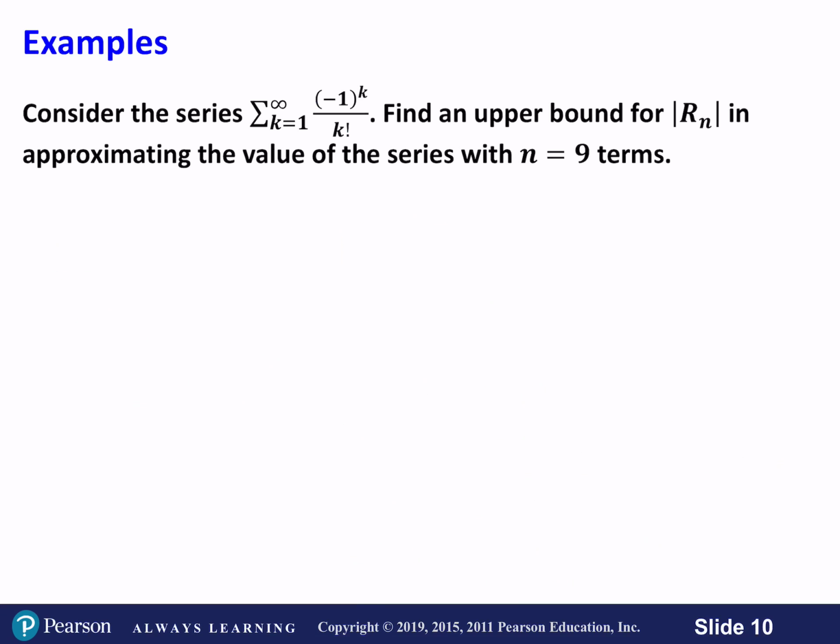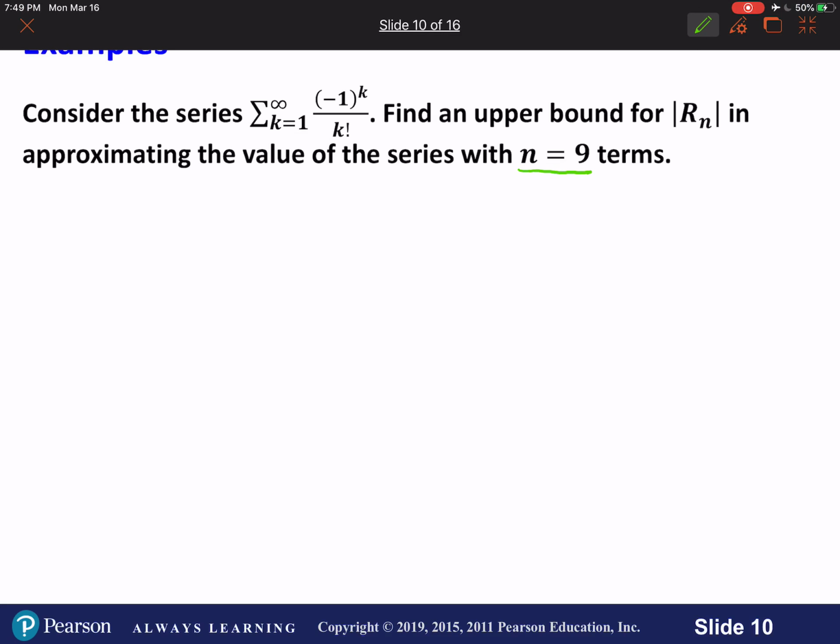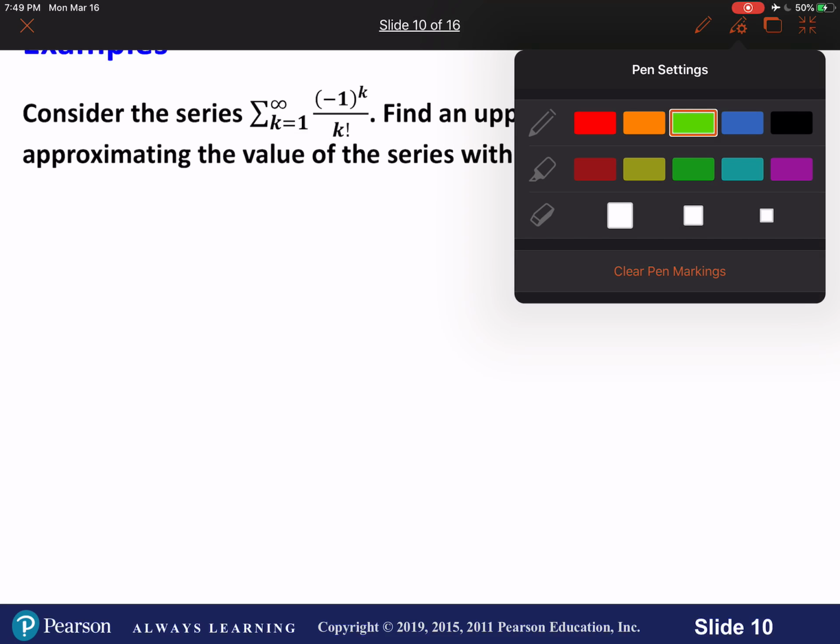Okay, so now let's consider a very similar problem. We're going to consider the series sum from k equals 1 to infinity of negative 1 to the k over k factorial. We're now going to find an upper bound for Rn in approximating the value of the series with n equals 9 terms.